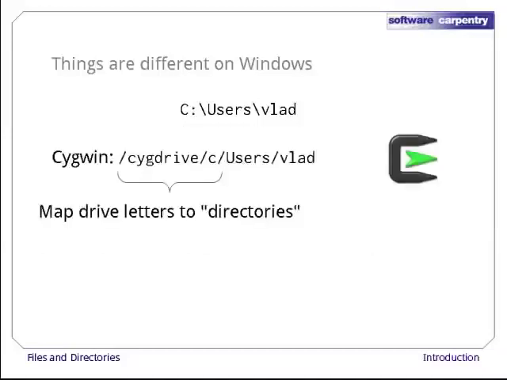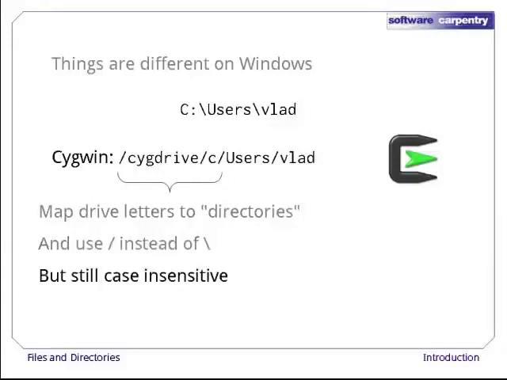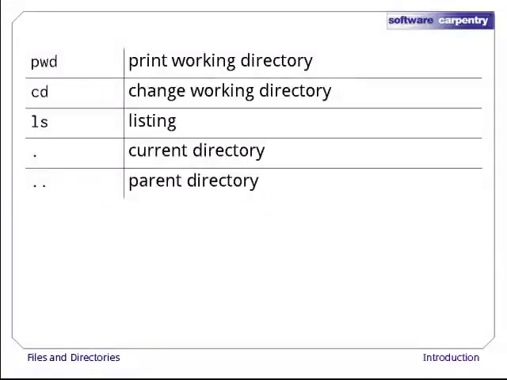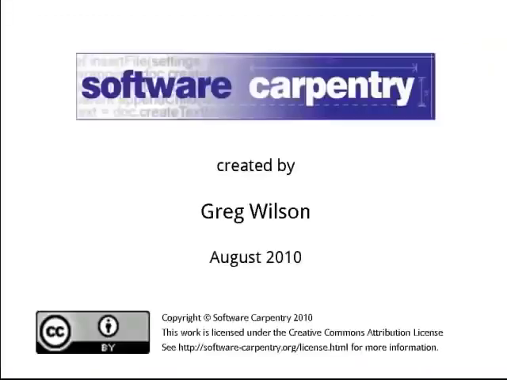The Cygwin package tries to make Windows paths look more like Unix paths by allowing us to refer to the C drive as /cygdrive/c instead of as C:, although the latter does usually work too. It also allows us to use / instead of \ as a separator. But paths are still case insensitive, which means that if you try to copy files called backup.txt in all lowercase and Backup.txt with a capital B into the same directory, the second will overwrite the first. To summarize, here are the 3 commands and 2 special directory names that we saw in this episode. In the next episode, we'll see how to create, rename, and delete files and directories.